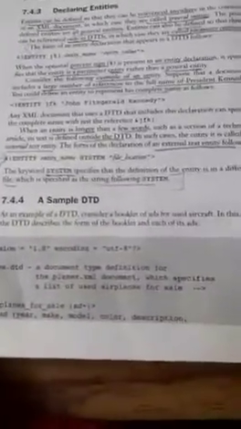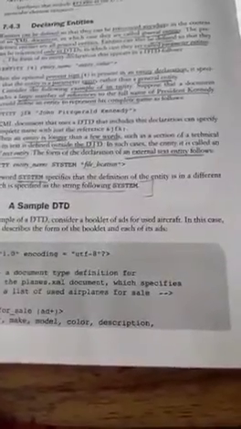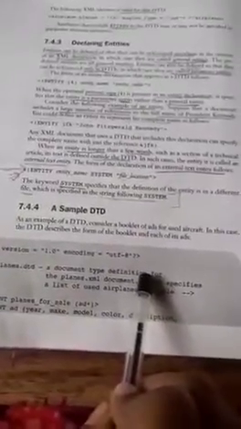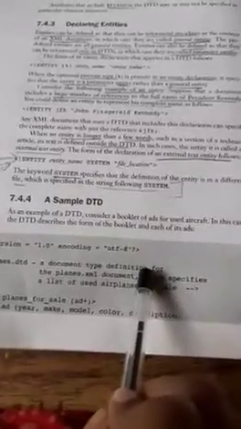Next, a sample of a DTD. DTD is a set of syntactic rules for XML documents. DTD is normally used to define the syntactic rules for the XML document. As an example of a DTD, consider a booklet of ads for used aircraft. This example is for advertisements for used aircraft. In this case, the DTD describes the form of the booklet and each of its ads.